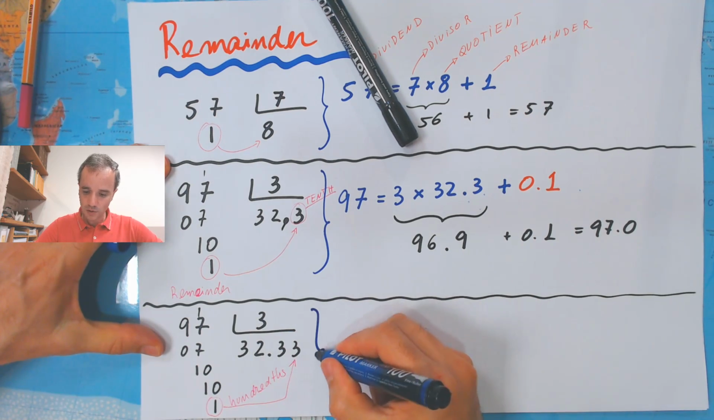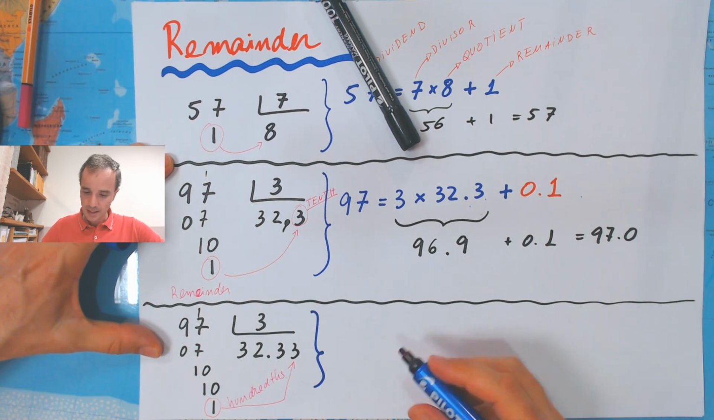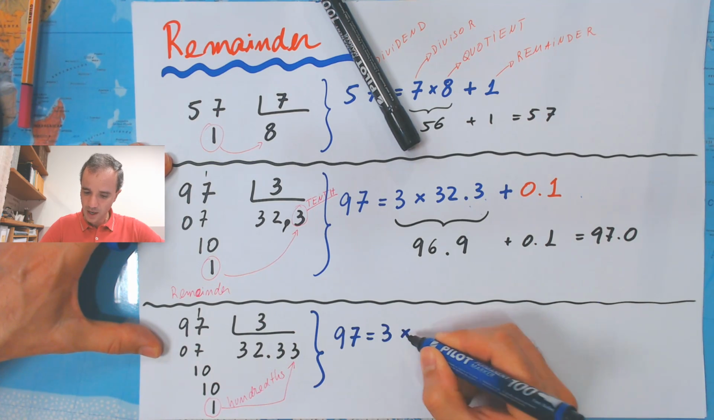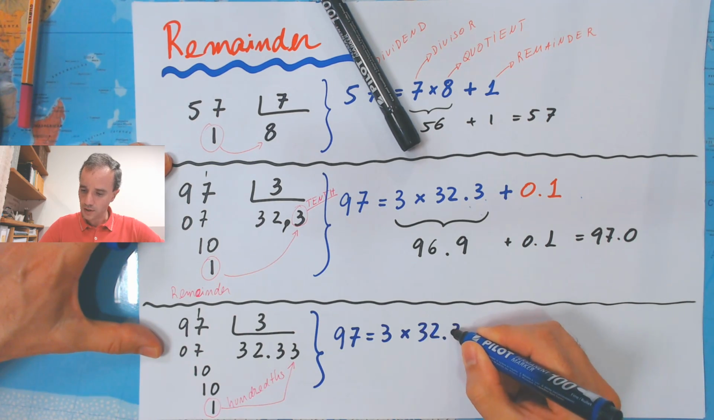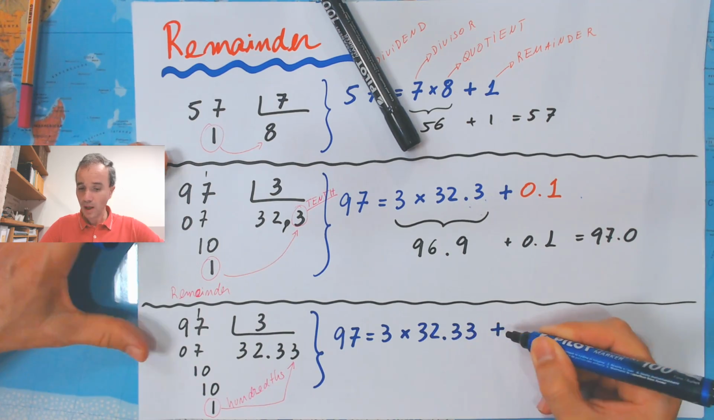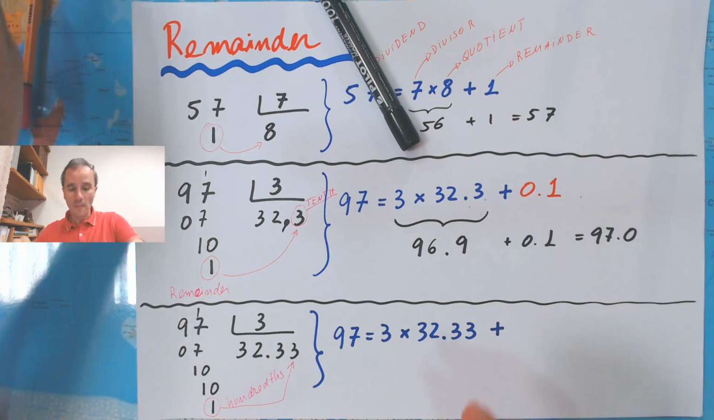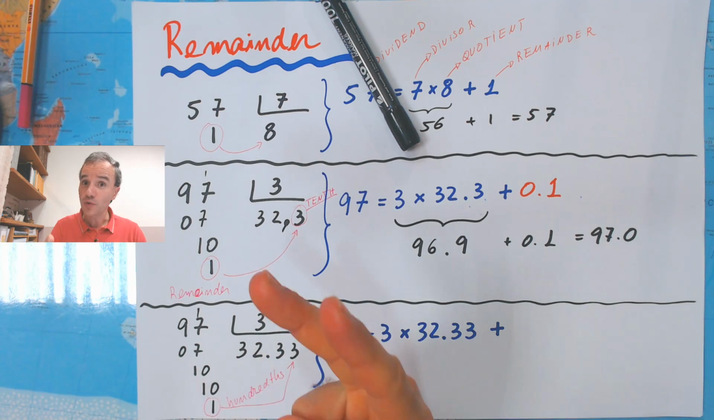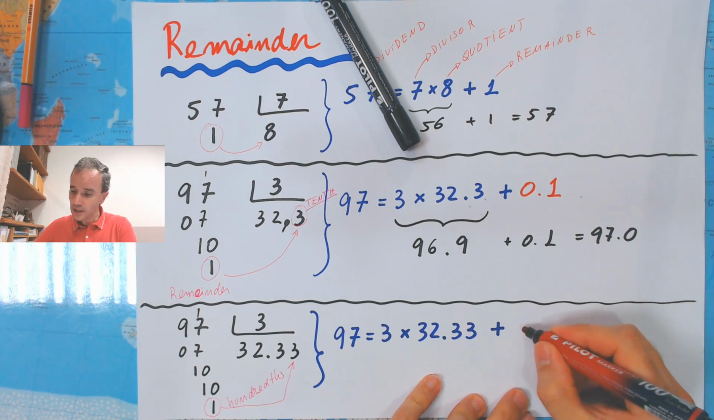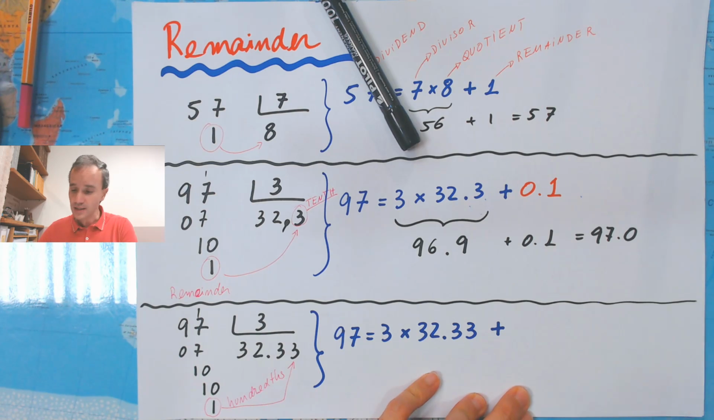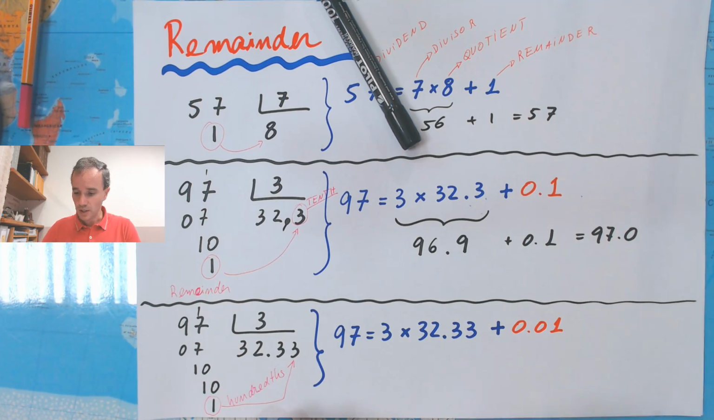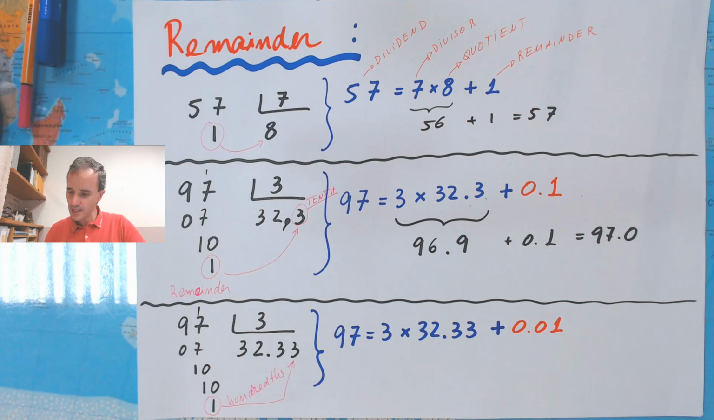And just to close the video, is it okay? Yes. Now, just to close the video, 97 is going to be 3 times 32.33 plus the remainder. But now pay attention, we are at the second decimal place. We are at the hundredths, isn't it? So our remainder is going to express exactly the hundredths. And it's this part, so it must be that.